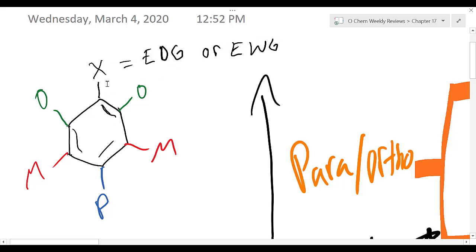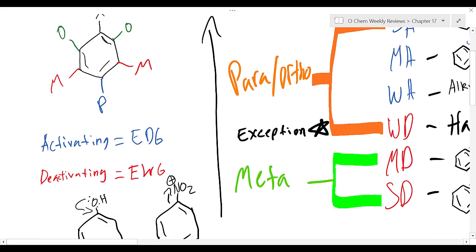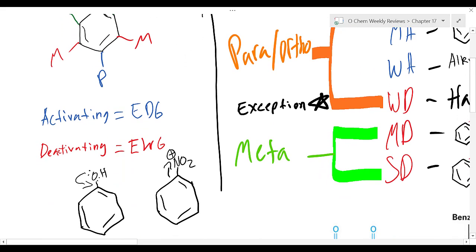Now, across from that substituent is the para position. On the sides are the ortho positions. And then two carbons away are the meta positions. Okay? So these are the different positions you should keep in mind as you go along. Now let's talk about some key terms.